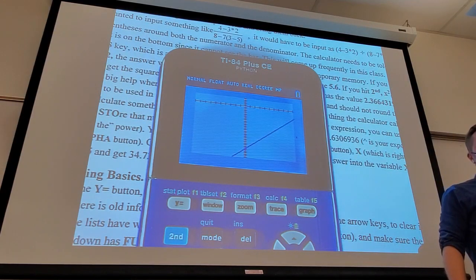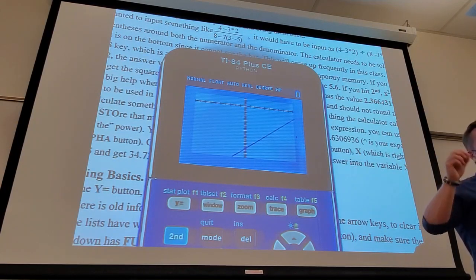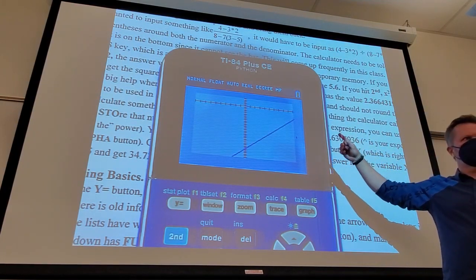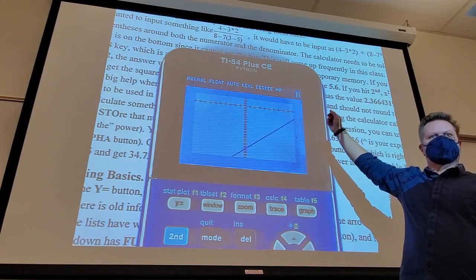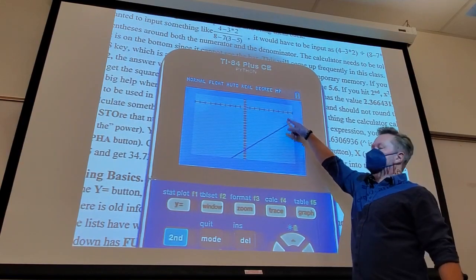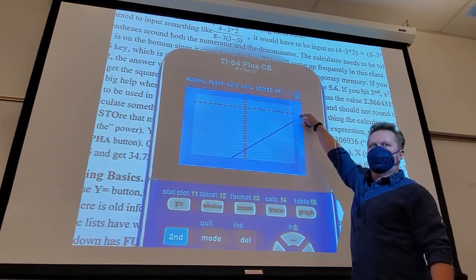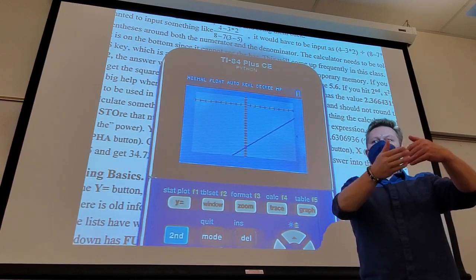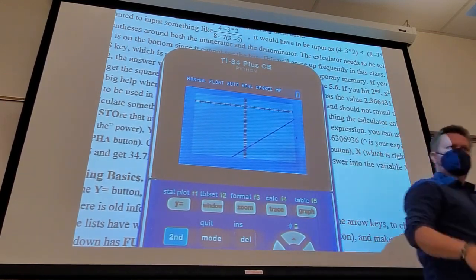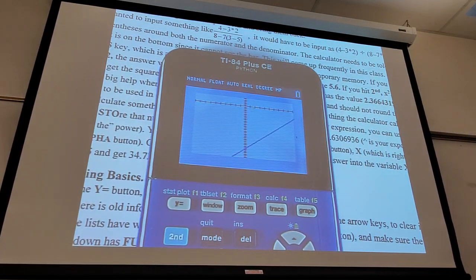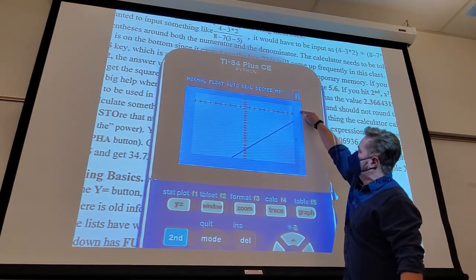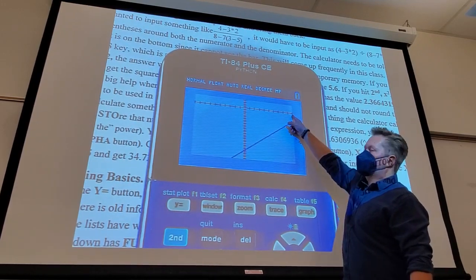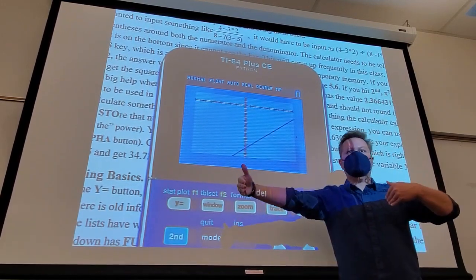Now, can you guys help me? What if I wanted to be able to see the x-intercept on the screen? What would I change? The x max. Currently my x max is 10. It looks like it's going to hit the x-axis around 15, following the line. So maybe make the x max 15. Currently I can only see up to 10, so I need to see further over.